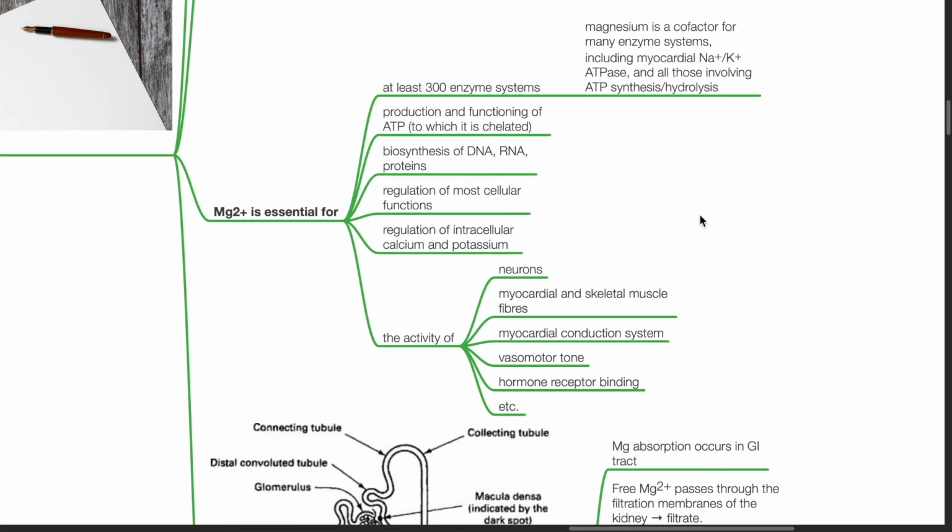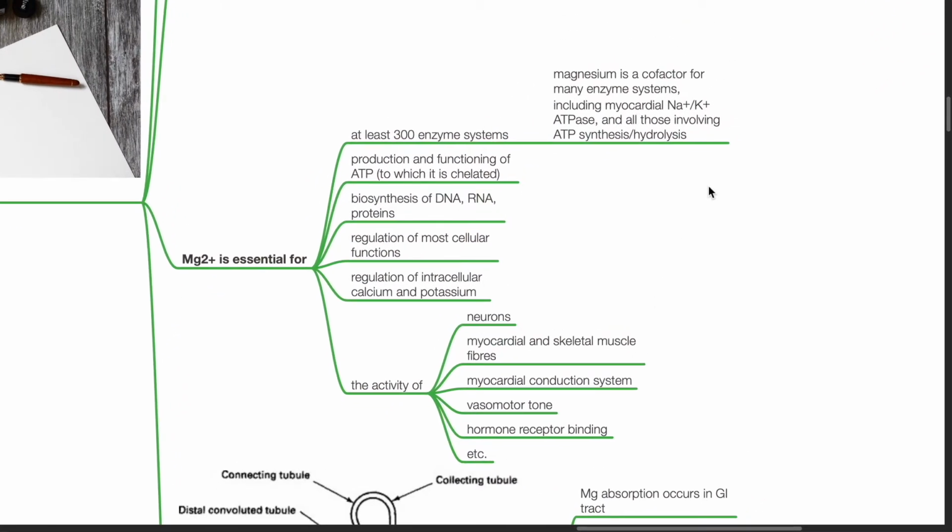Magnesium is essential for at least 300 enzyme systems. Magnesium is a cofactor for many enzyme systems including myocardial sodium-potassium ATPase and all those involving ATP synthesis and hydrolysis. Magnesium is essential for production and functioning of ATP, biosynthesis of DNA, RNA and proteins, regulation of most cellular functions, regulation of intracellular calcium and potassium, and the activity of neurons, myocardial and skeletal muscle fibers, myocardial conduction system, vasomotor tone, hormone receptor binding, etc.